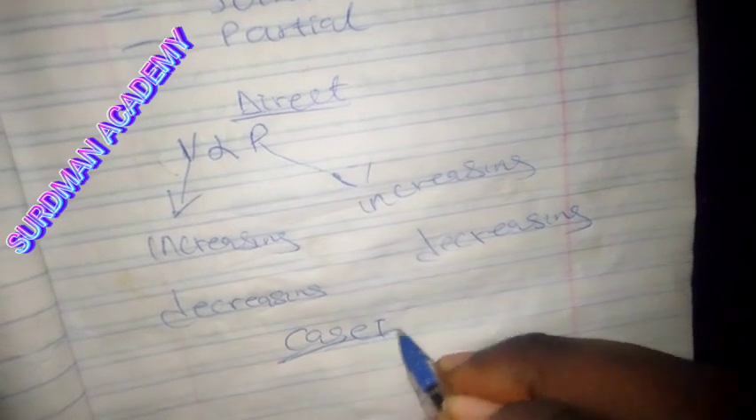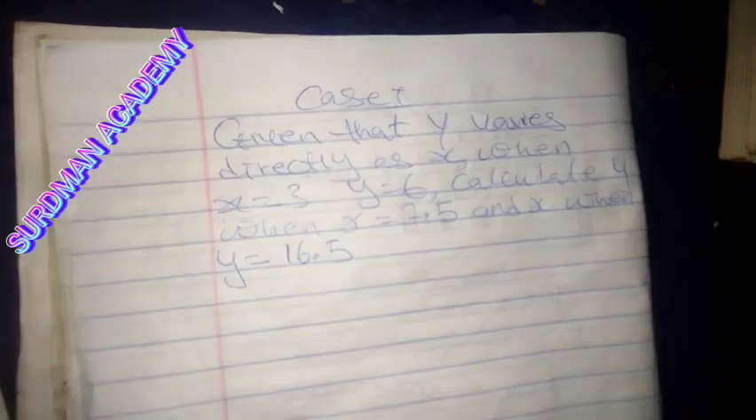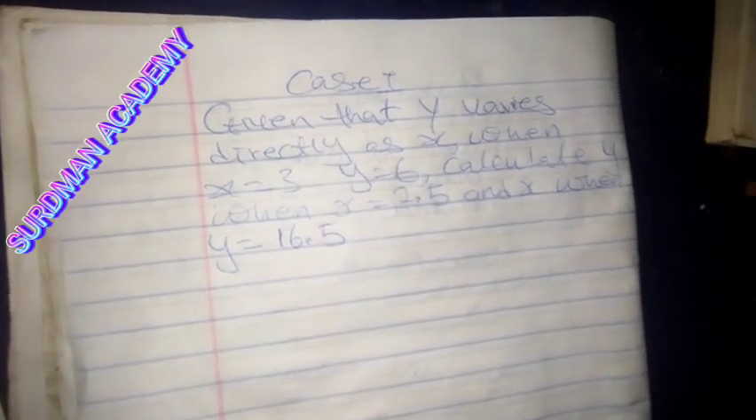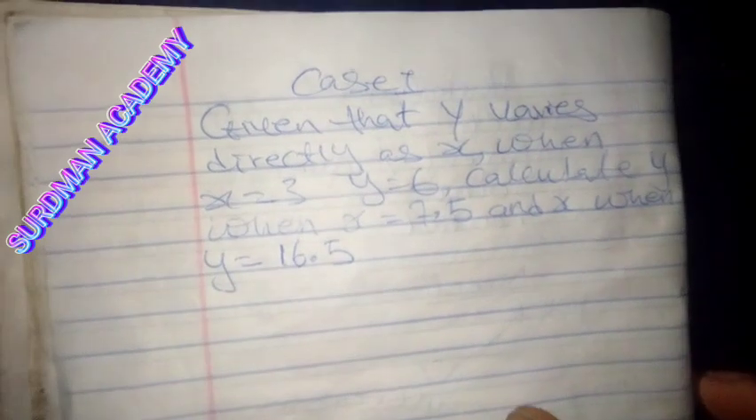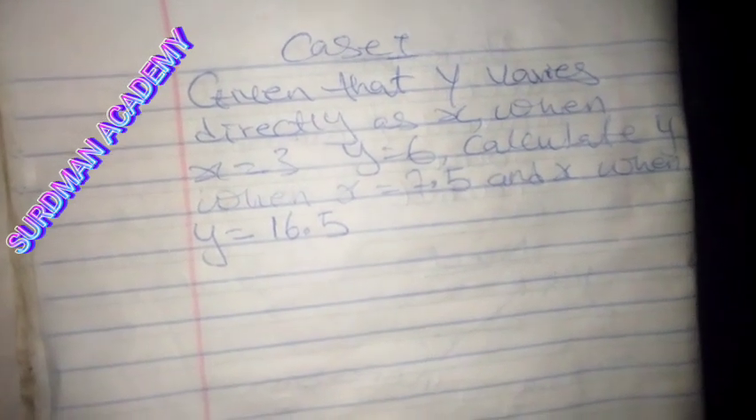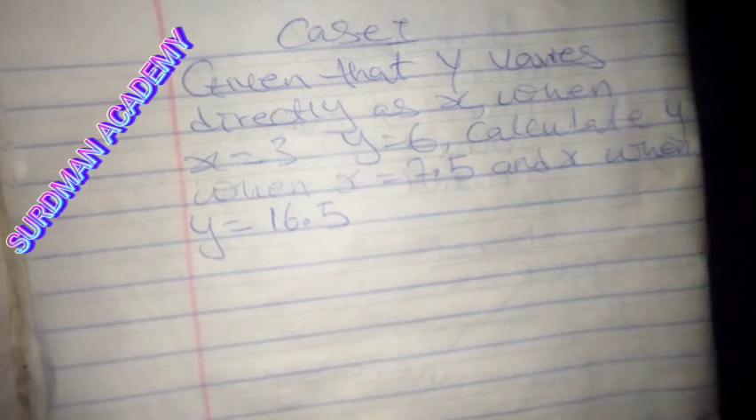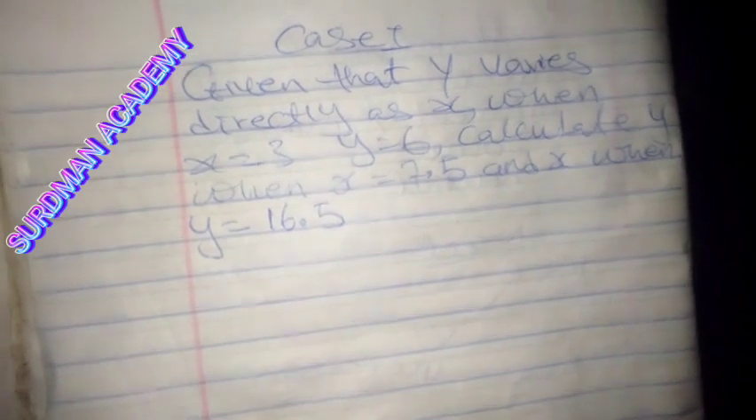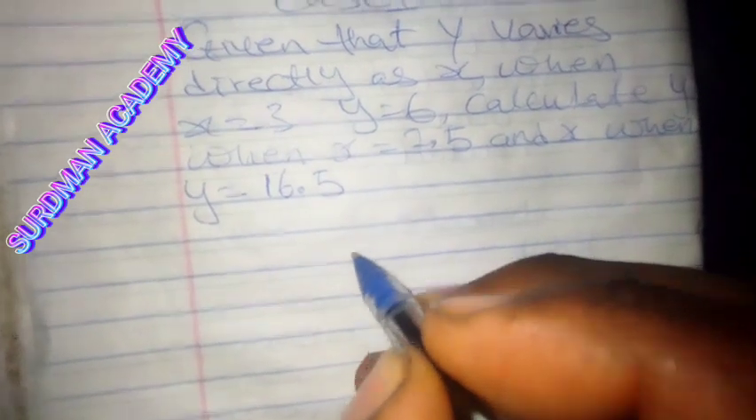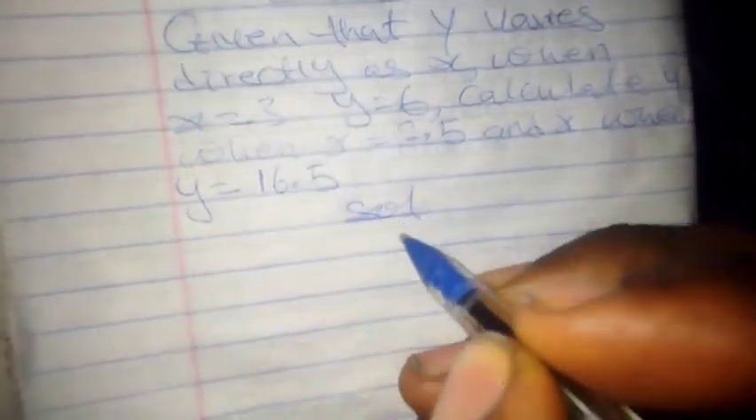So case 1. Given that y varies directly as x, when x is equal to 3, y equals 6. Calculate y when x is 7.5, and x when y is 16.5. Now let's get down to this. The solution should be very easy.